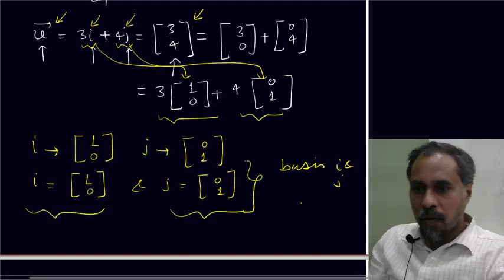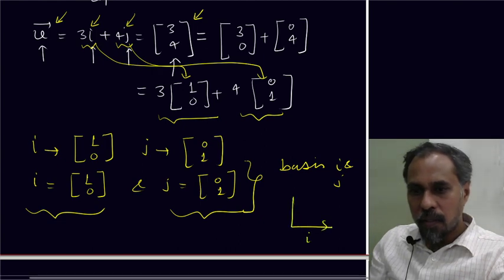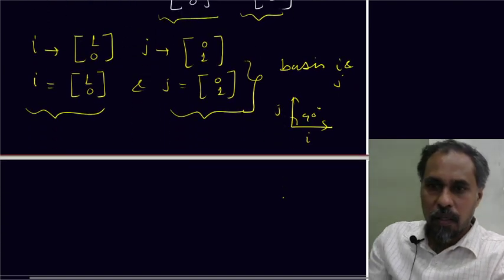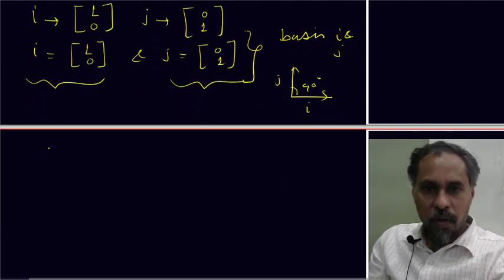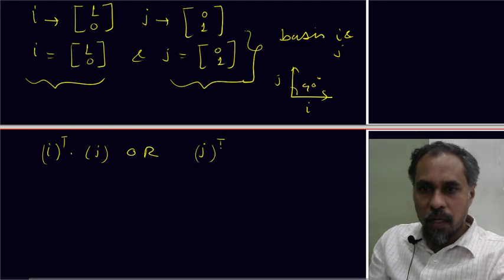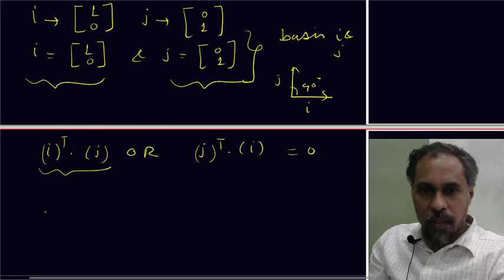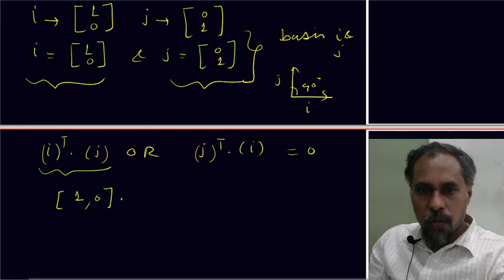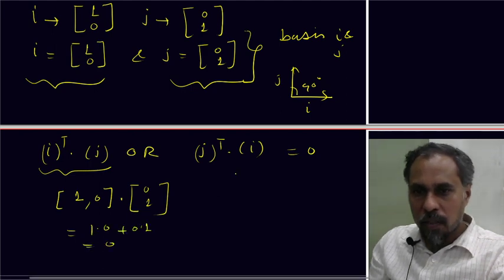And the property that we already discussed: these two bases have 90 degrees between each other, so the inner product of both the bases will be 0. It means if you calculate i transpose, one vector, multiplied by j, the other vector, or j transpose multiplied by i, both will become 0. So let's calculate this. i transpose, i is given as this, the transpose will become 1 and 0, multiplied by j, which is 0 and 1. If you calculate this, 1 into 0 plus 0 into 1, that is 0. The answer is 0.